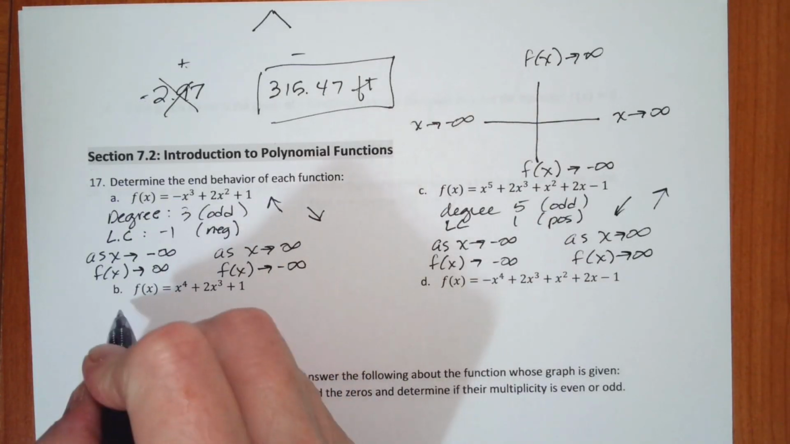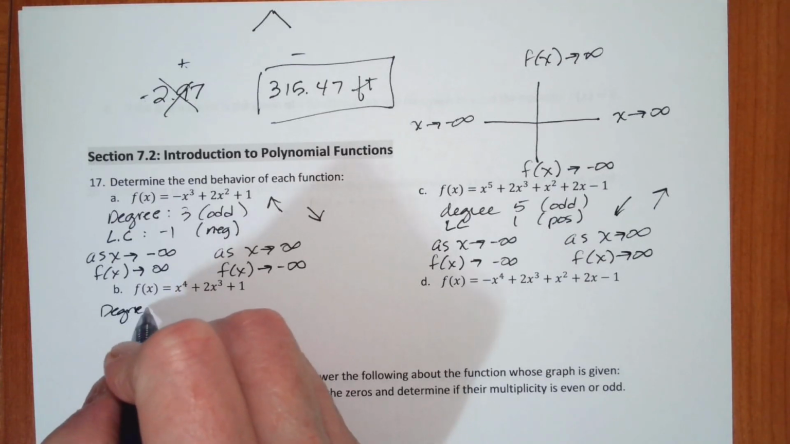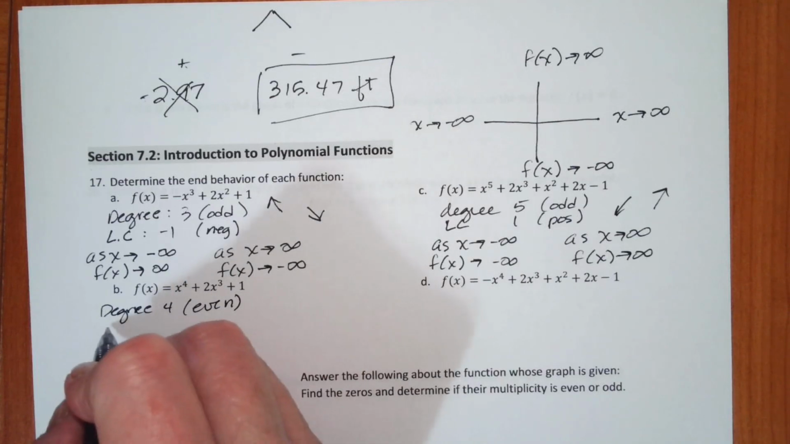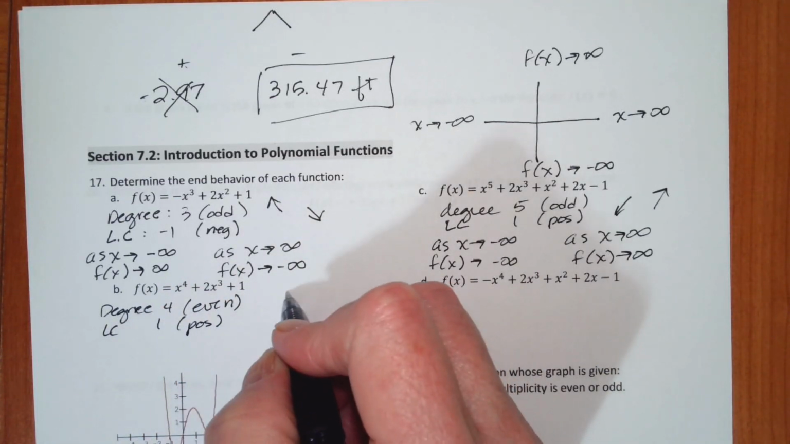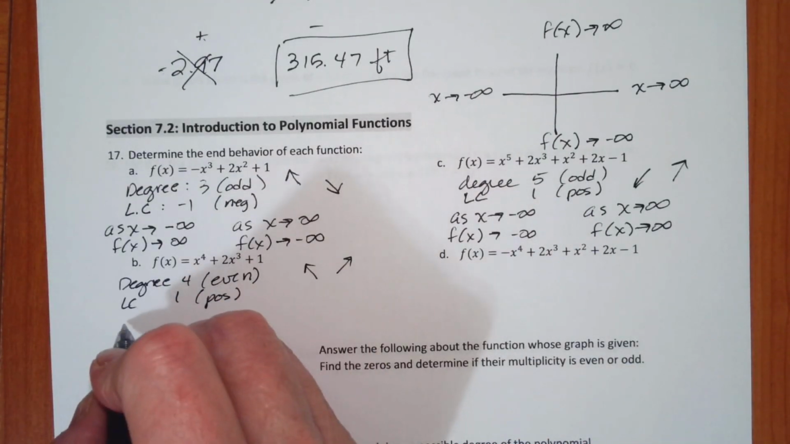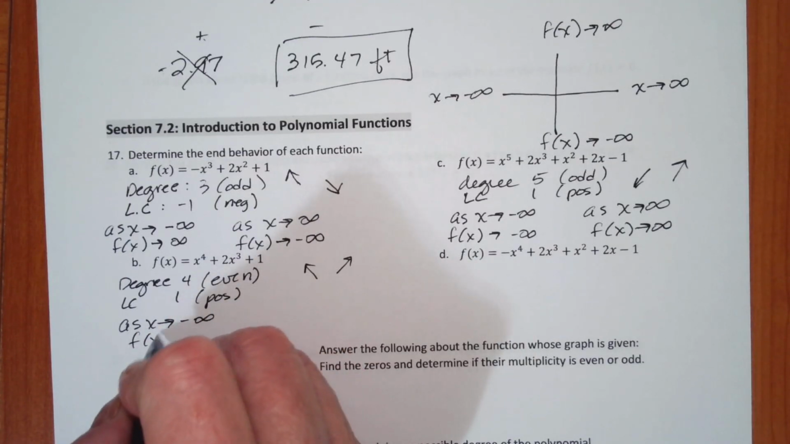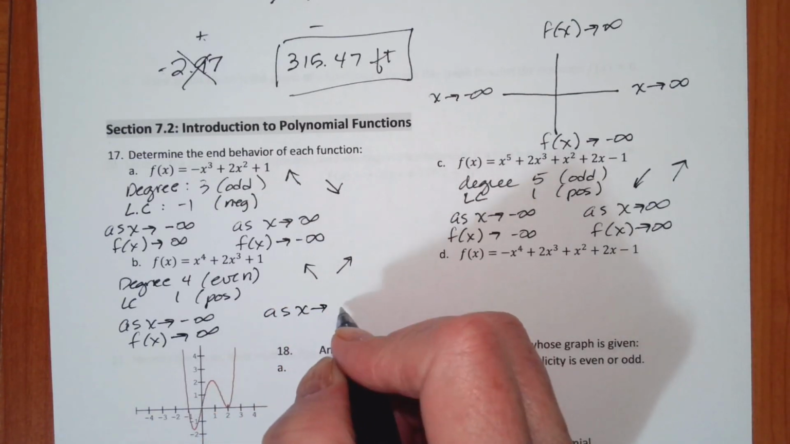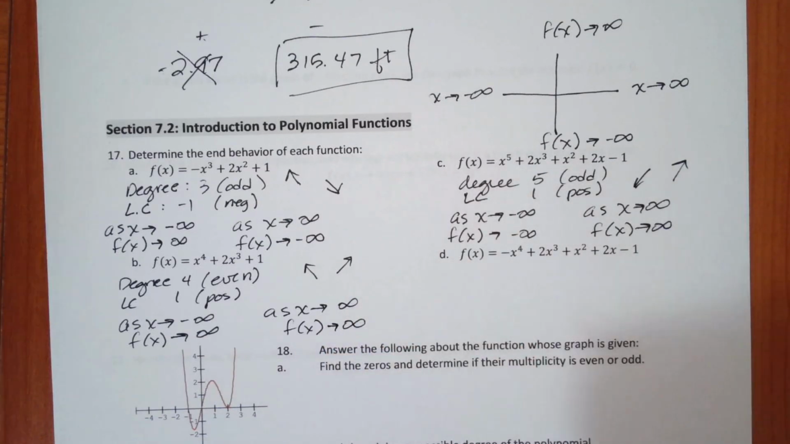Okay, so my degree is 4, which is even. Leading coefficient is 1, which is positive. That means on both ends it goes to infinity. So as x approaches negative infinity, f of x approaches infinity. As x approaches positive infinity, so does f of x.